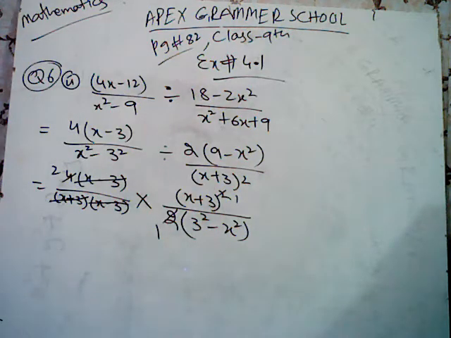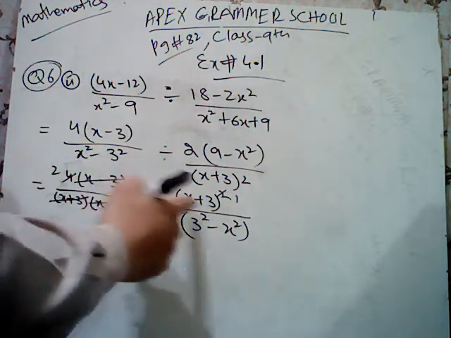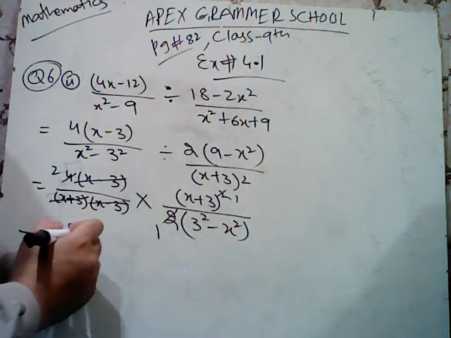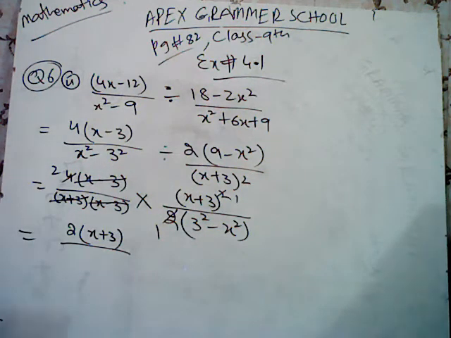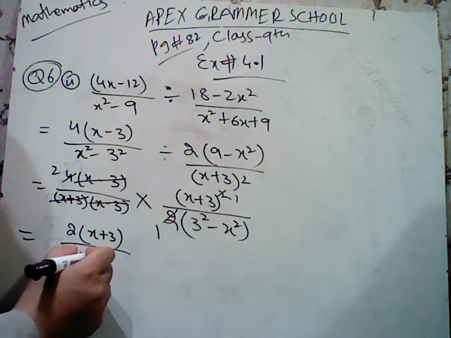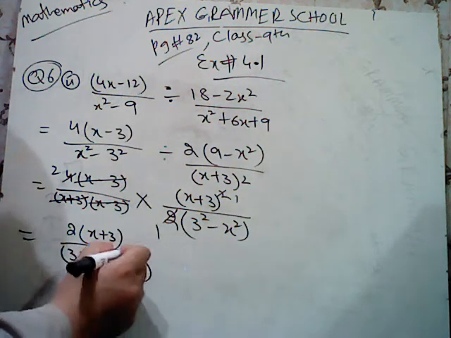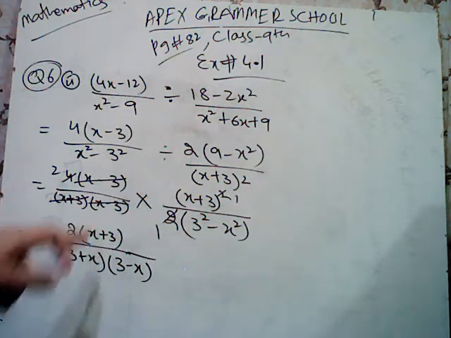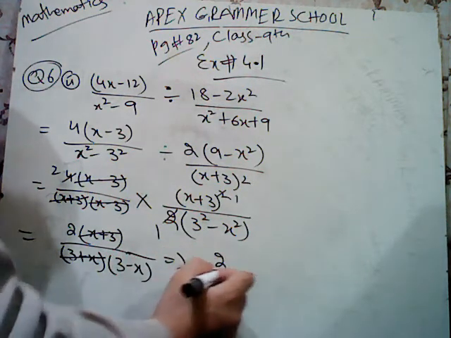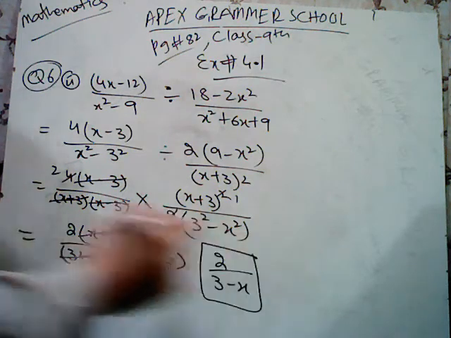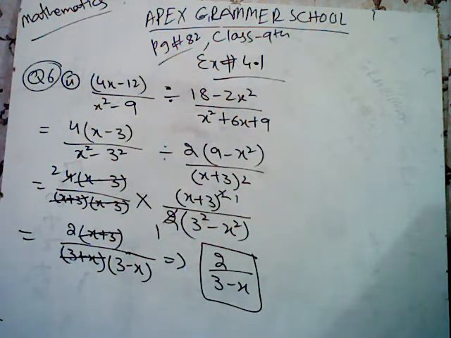And now in numerator you can see that 2 into (x plus 3), and in denominator you can see that this is 3 square minus x square. You can write it as (3 plus x) into (3 minus x). Now x plus 3 or 3 plus x, this is symmetric, so you can cancel it, it is same. So your answer will be 2 divided by (3 minus x). I hope you understand these things.